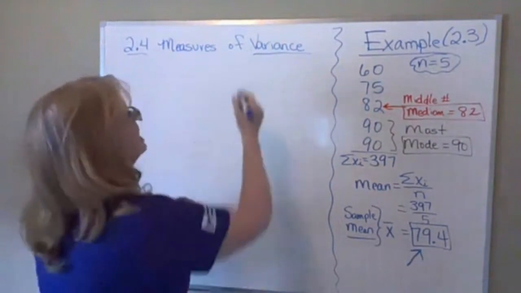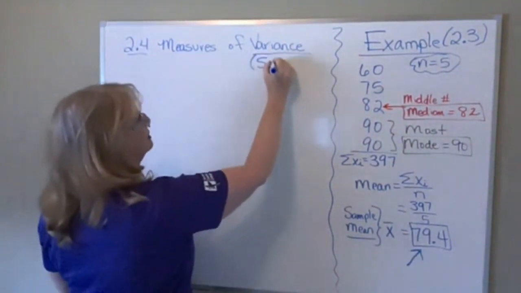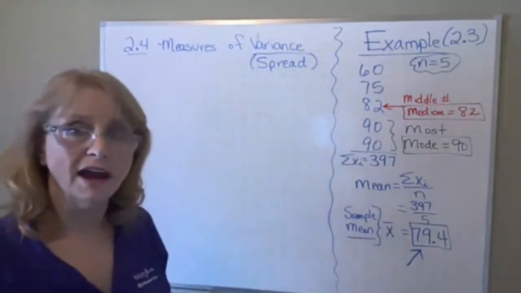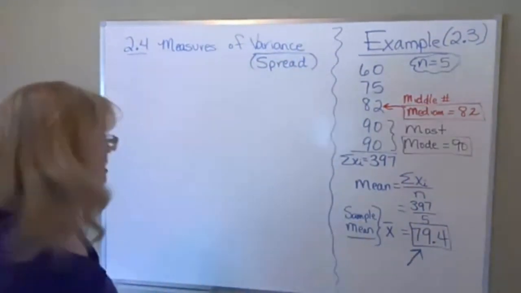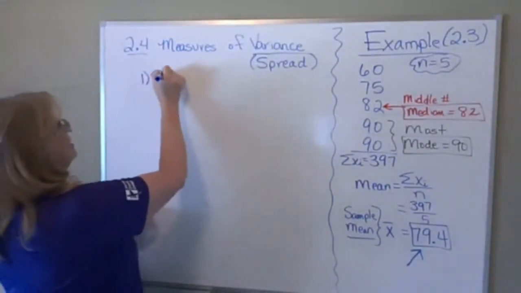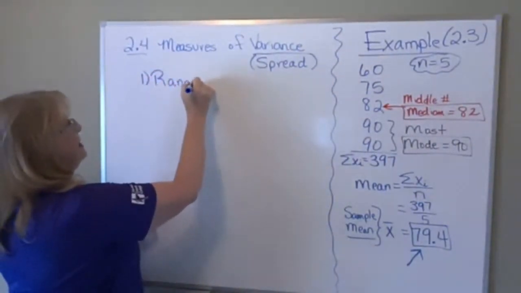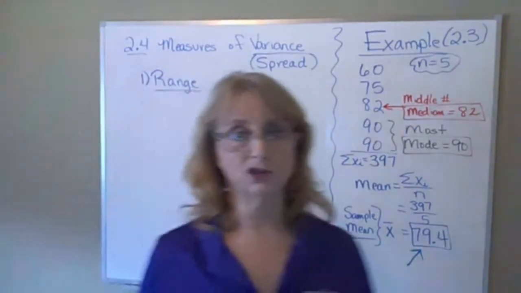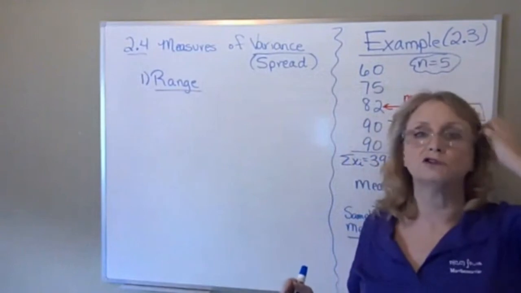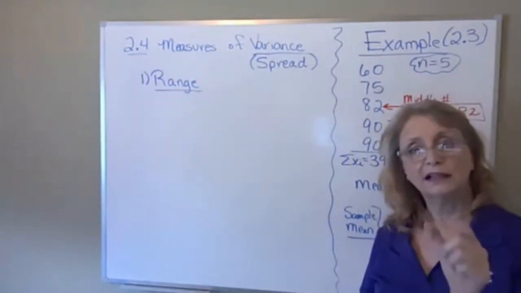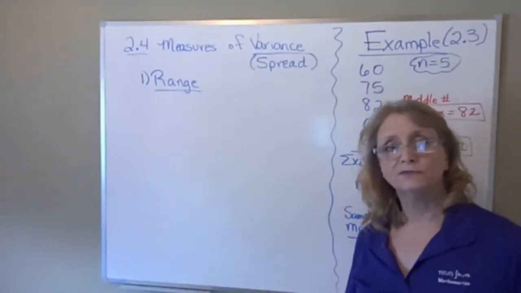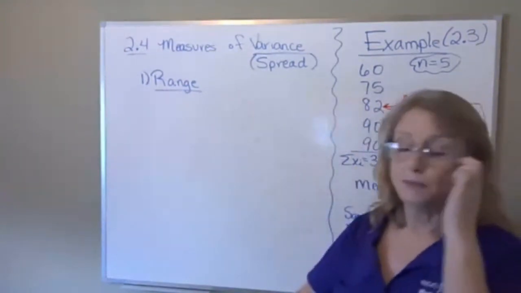Measures of variance has to do with how spread out the numbers are. So we're going to say measures of variance are like measures of spread. And we have 3 of these. The first one is very easy, and that's range. We've already talked about range because we needed to do the range when we were doing class limits on the frequency distribution. To determine the class width, remember we did the range divided by the number of classes. So we've already talked about this.